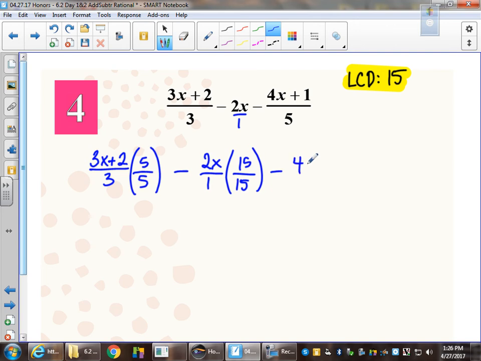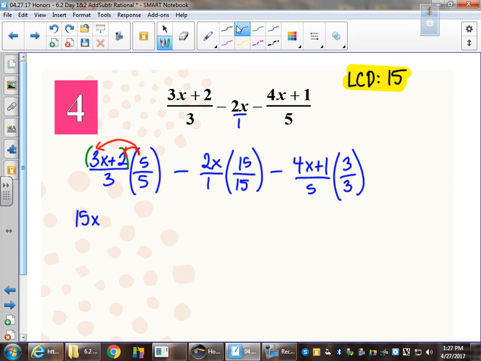And then last but not least, I have 4x plus 1 divided by 5. 5 times what is 15? 3. And if I multiply the denominator by 3, I have to multiply the numerator by 3. Again, we have done no math here. We just set it up. And setting it up really helps your brain to see what we're about to do next. So let's get to multiplying. Really important to note that this 5 is going to be distributed to both of these terms. In effect, you could actually put this in parentheses. 5 has to be distributed to each of those pieces. So 5 times 3x is 15x.